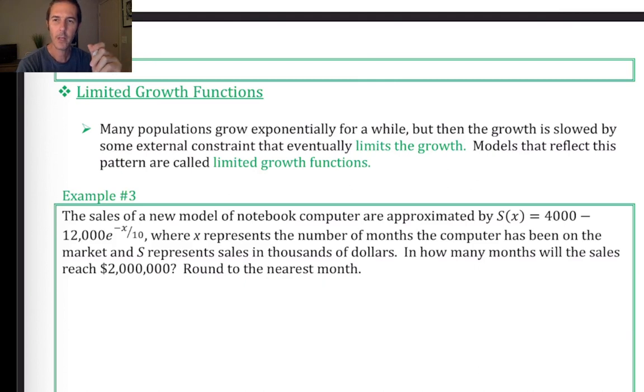And in example number 3, we're being given an example of one of those. The sales of a new model of notebook computer are approximated by this function, where X represents the number of months the computer has been on the market, S represents sales in thousands of dollars. In how many months will the sales reach $2 million? What would be a limiting factor of the sales in thousands of dollars? Or if we were representing sales in number of units sold, what could be a limiting factor? Why can't I just sell infinitely many computers?